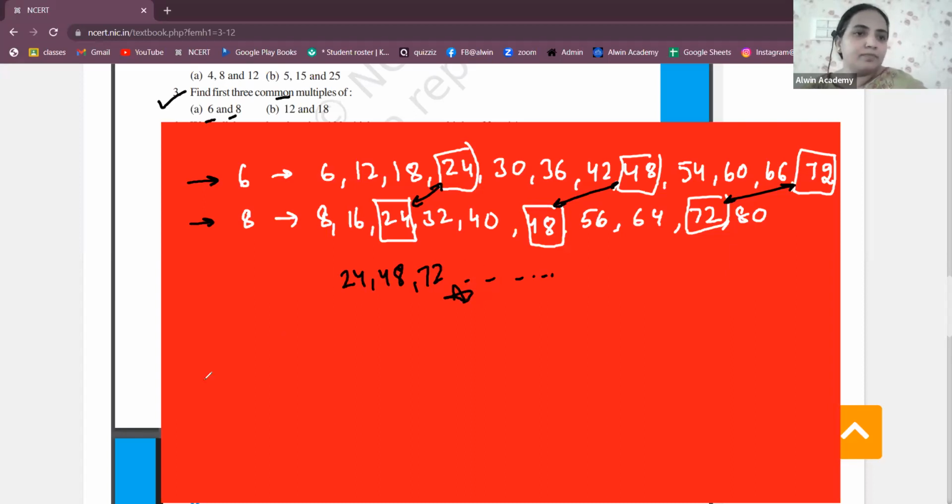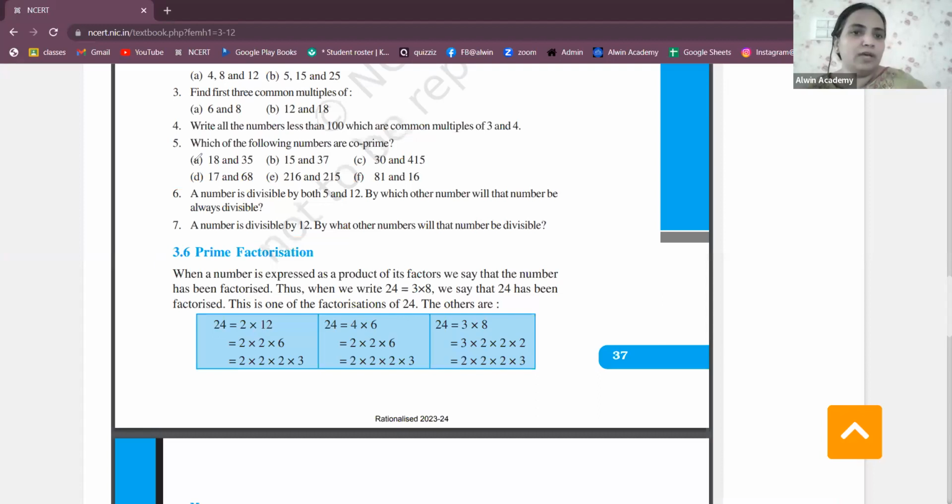Right, beta? Can I start with the next? 12 and 18, you can do it as your homework, okay? So for 12 and 18, you can find the common multiples. Sorry, you can find that as your homework. Okay. Chalo, let's do the next one, the 4th one.